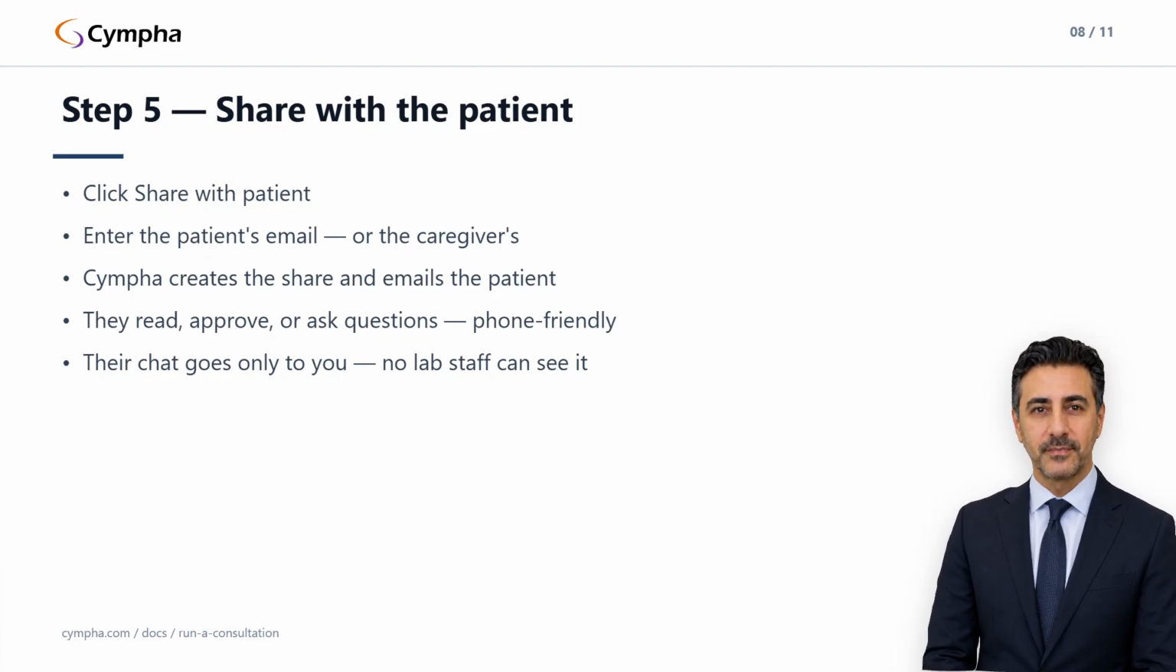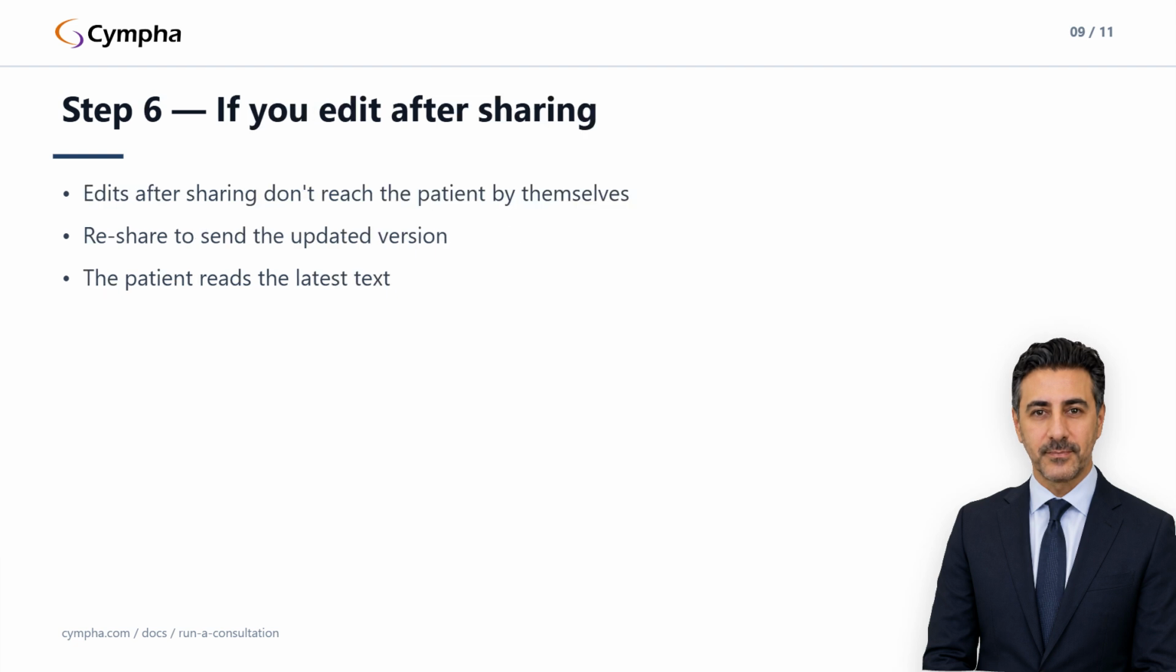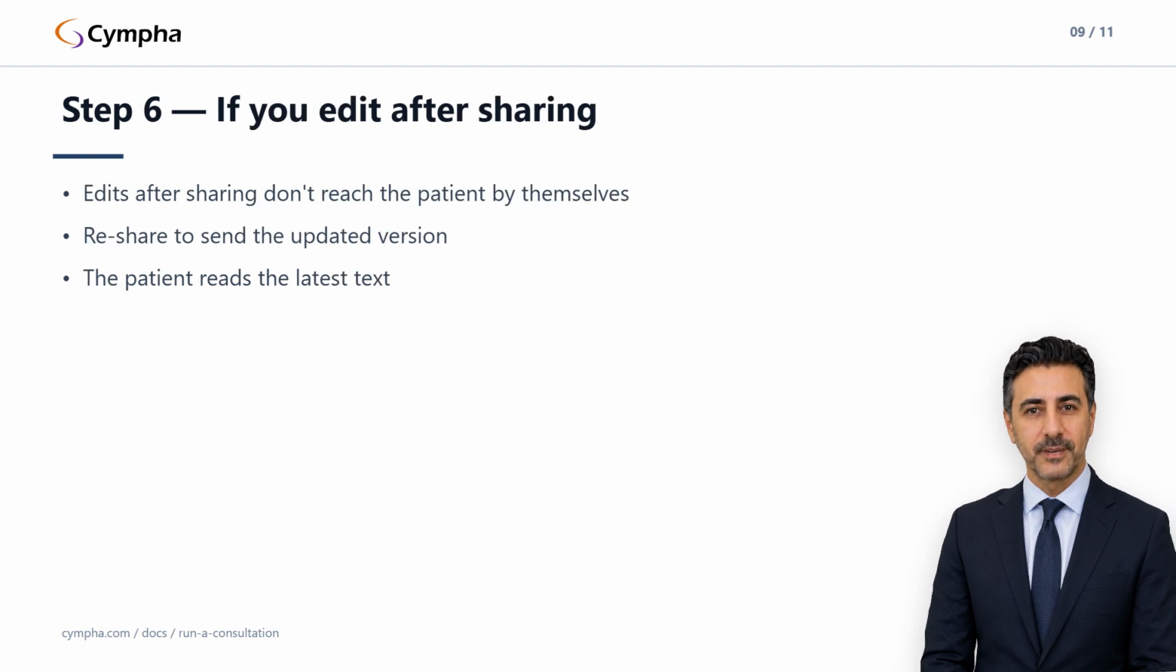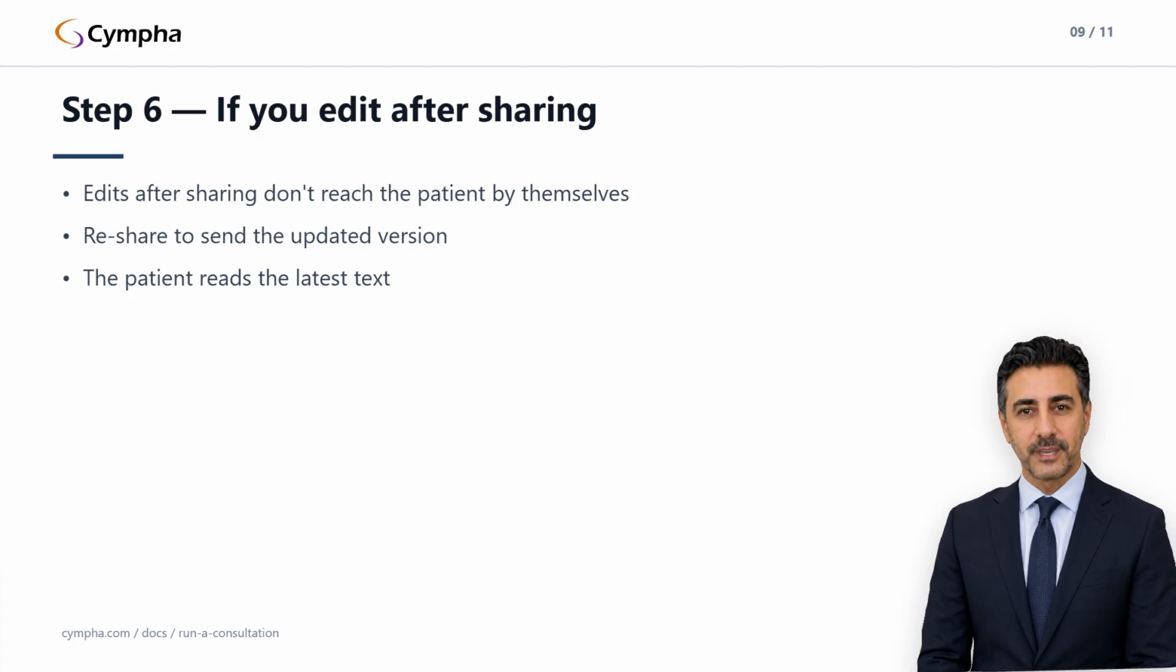Step 6 is short but easy to forget. If you edit the plan after you've shared it, because new information came in, or the patient's question exposed a gap, the edit does not reach the patient by itself. Reshare the plan to send the updated version, so the patient is reading the latest text and not an outdated draft. Think of sharing as publishing a specific version. Every time the content changes in a way the patient should see, share again. It takes one click, and it removes the worst possible outcome: a patient approving a plan that's no longer the plan.